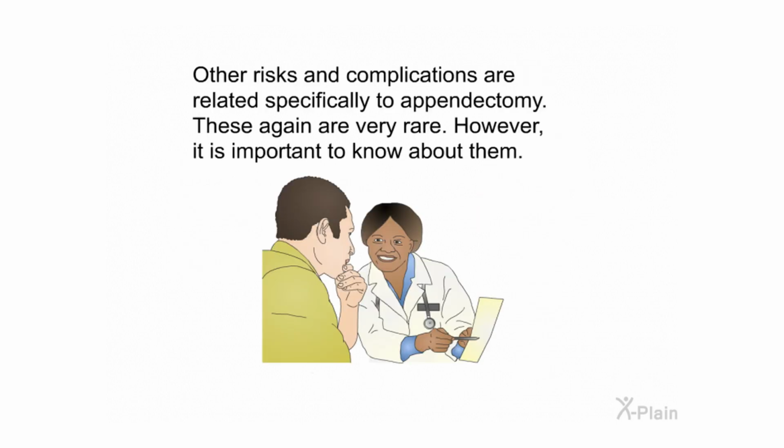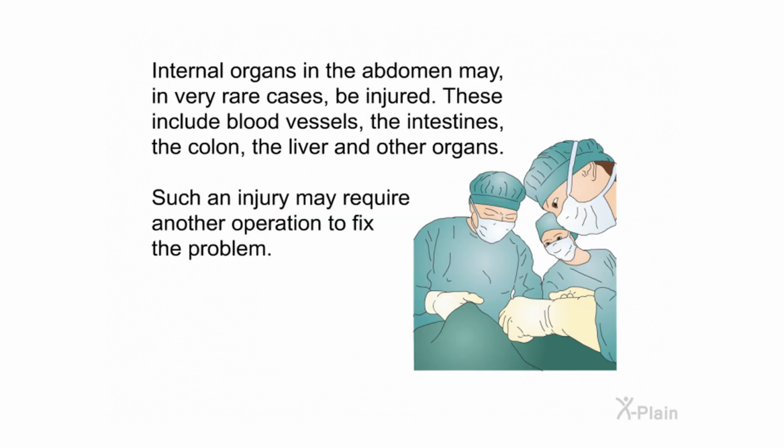Other risks and complications are related specifically to appendectomy. These again are very rare. However, it is important to know about them. Internal organs in the abdomen may, in very rare cases, be injured. These include blood vessels, the intestines, the colon, the liver, and other organs. Such an injury may require another operation to fix the problem.